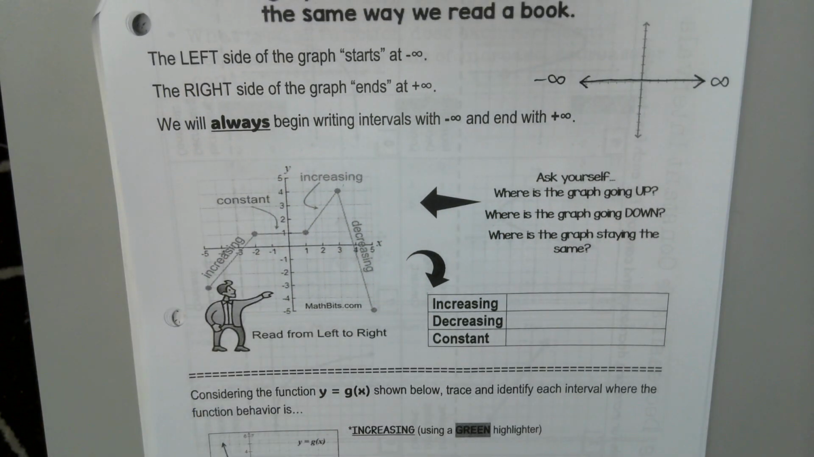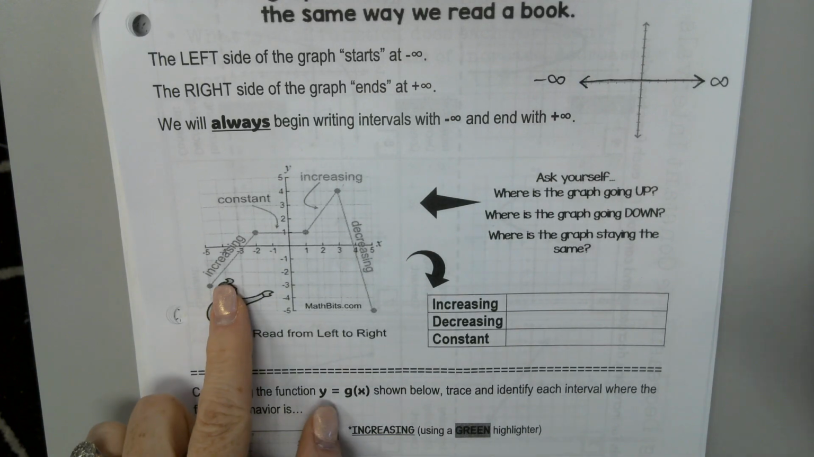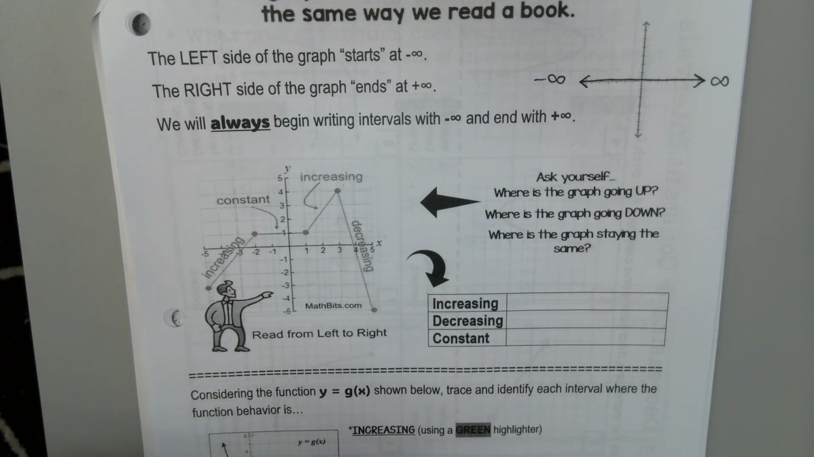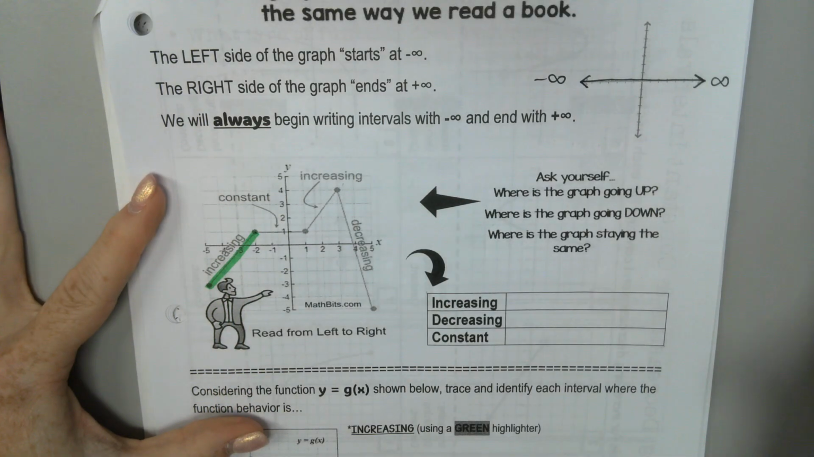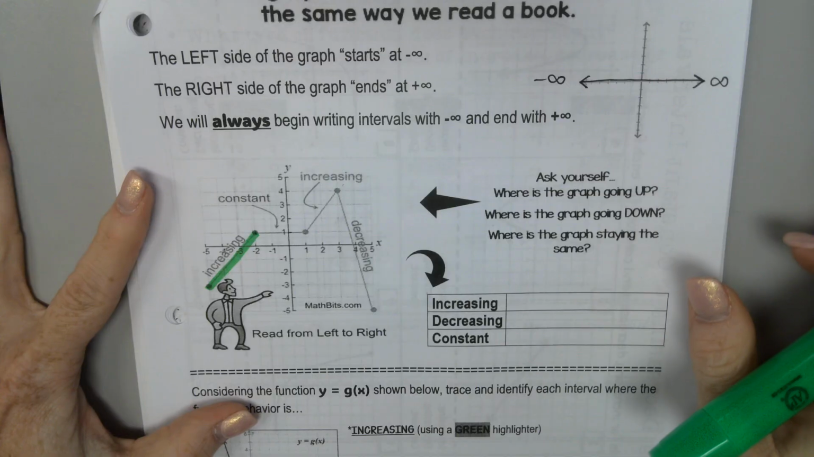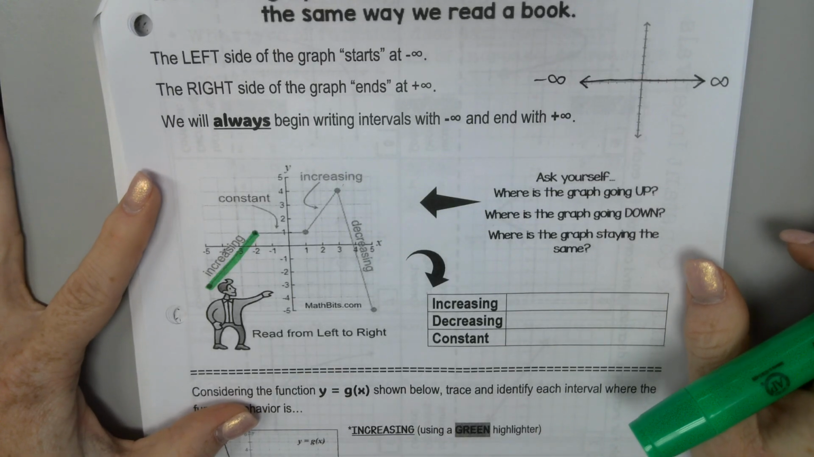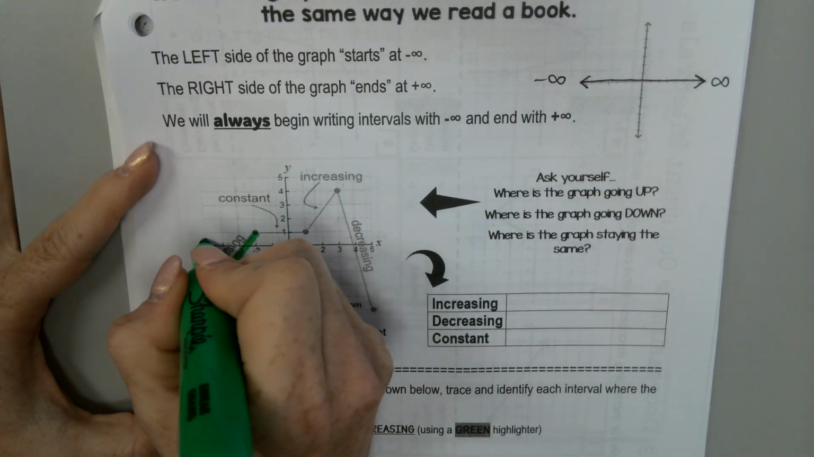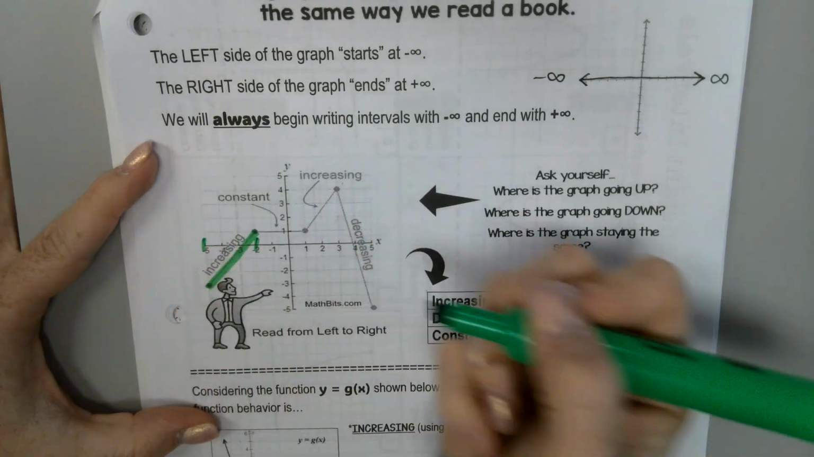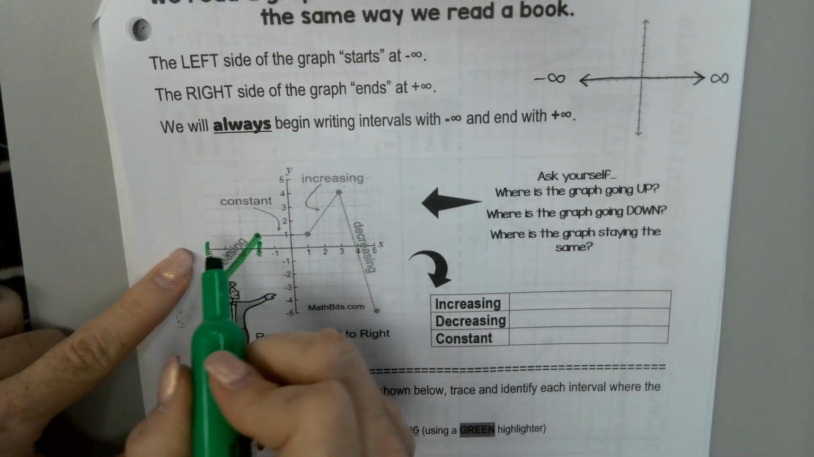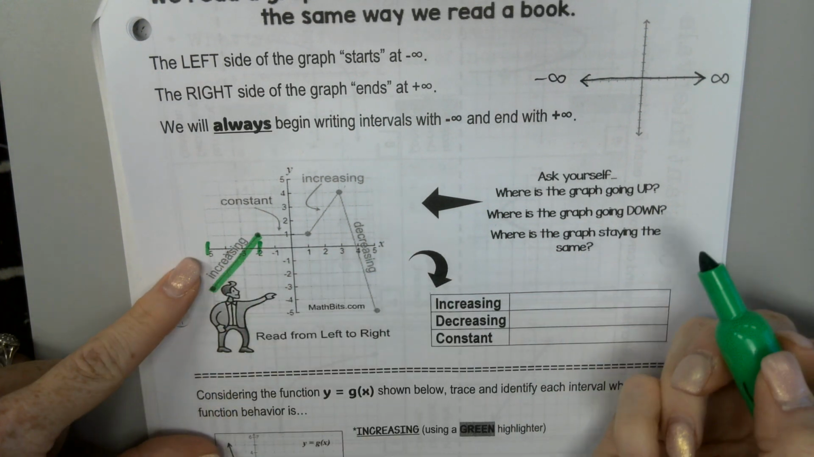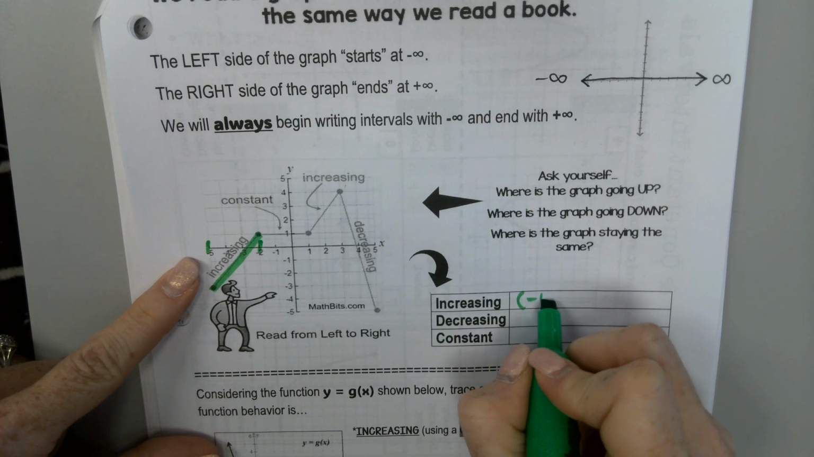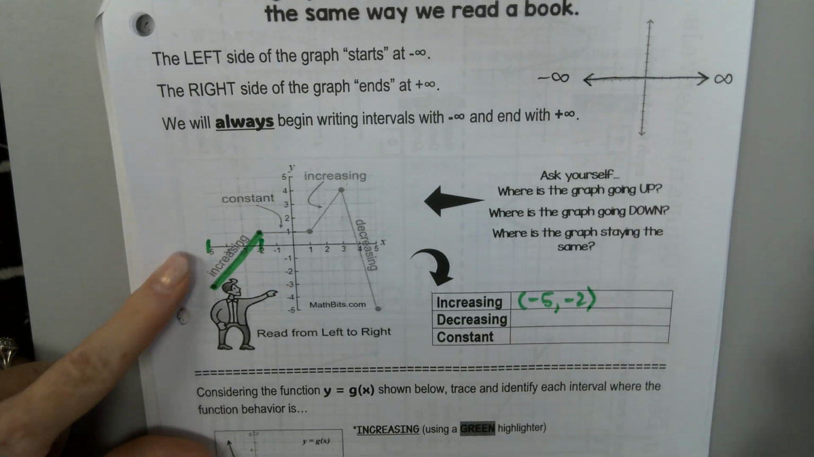Now, just to show this to you in a short way, we're going to color code right here. This graph we know is increasing from this point to this point. It's going up. But from left to right, it is increasing from -5 until I get to -2. Do you see that right here? From here to here, it's going up. So I'm going to say from -5 to -2, it is increasing.